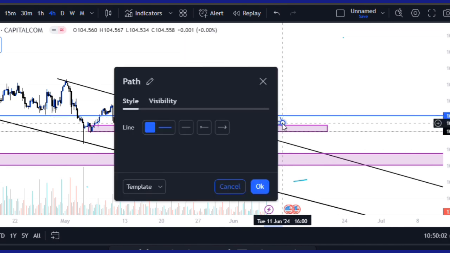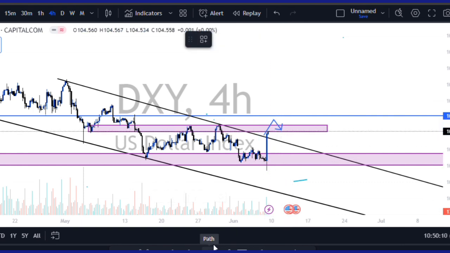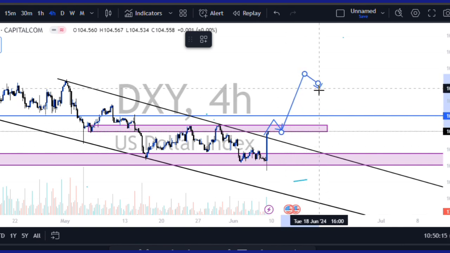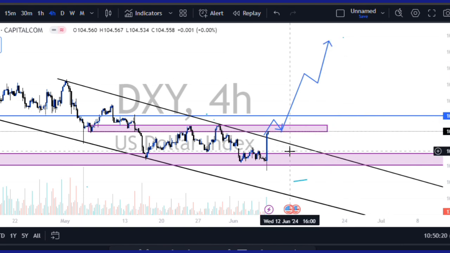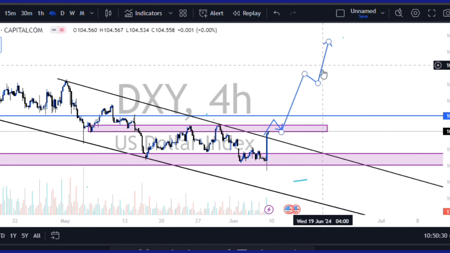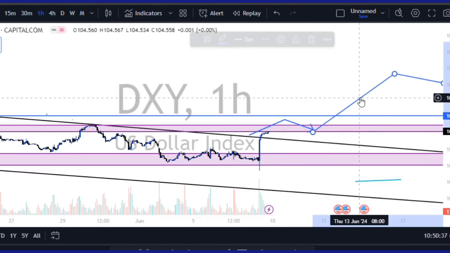Sorry guys, I'm expecting it to push, then continue with an upward move to the upside. Actually, this is what I'm expecting: to push upward, then come and retest, then go up. That's what I'm expecting on DXY. So let me go down to a 1-hour time frame. This was a 4-hour.